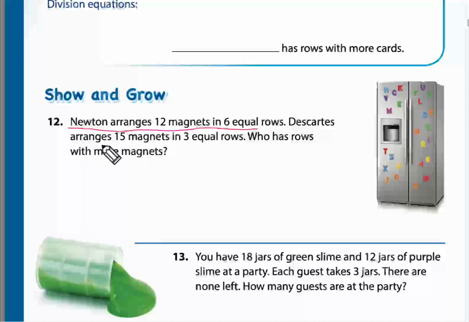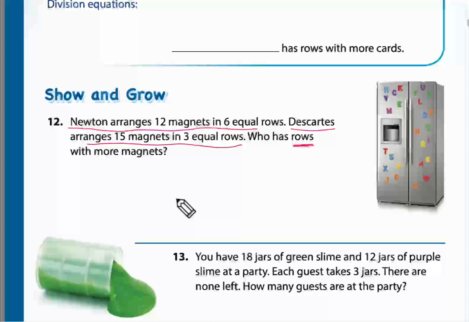Descartes arranges 15 magnets in 3 equal rows. Which has more magnets in each row? So the question is asking about the number in each row.